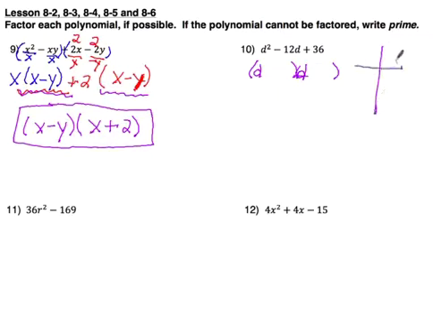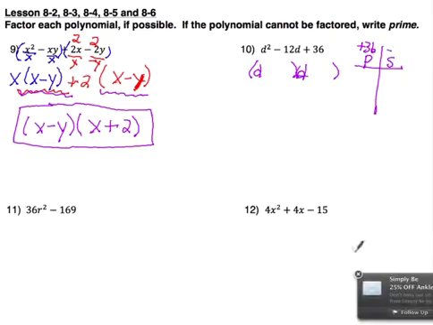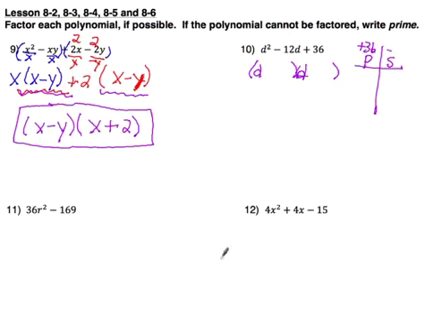So I'm going to put my little chart over here. If you want to use the diamond, you certainly can. But it's going to multiply to be a positive 36, and it's going to have a sum of negative 12. So it's got to have a sum of negative 12, which should tell you something. They both have to be negative to multiply to be a positive. And if they're both negative, that means they're adding to be 12.